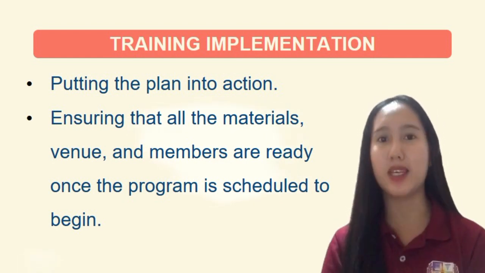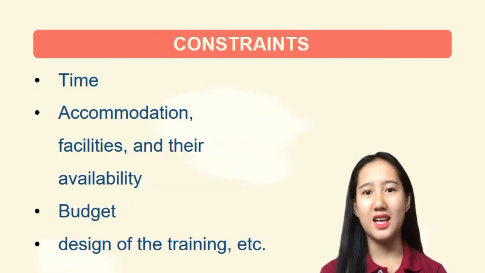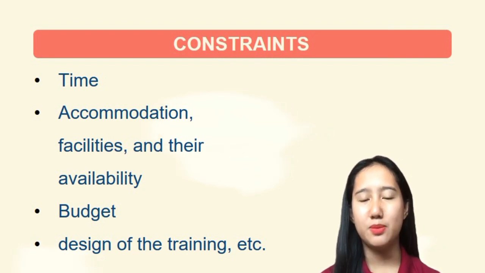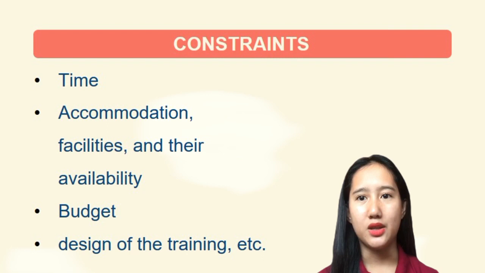And in that case, makikita sa evaluation and monitoring plan kung gaano maging effective yung program na pinerform mo. There are 3 kinds of constraints that you may encounter in implementing training. Number 1, time. Time is the biggest challenge faced by the community organizer when planning a training project.